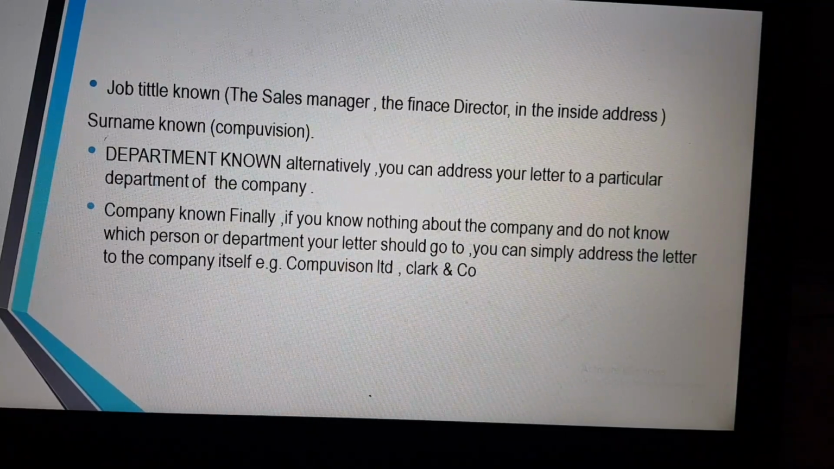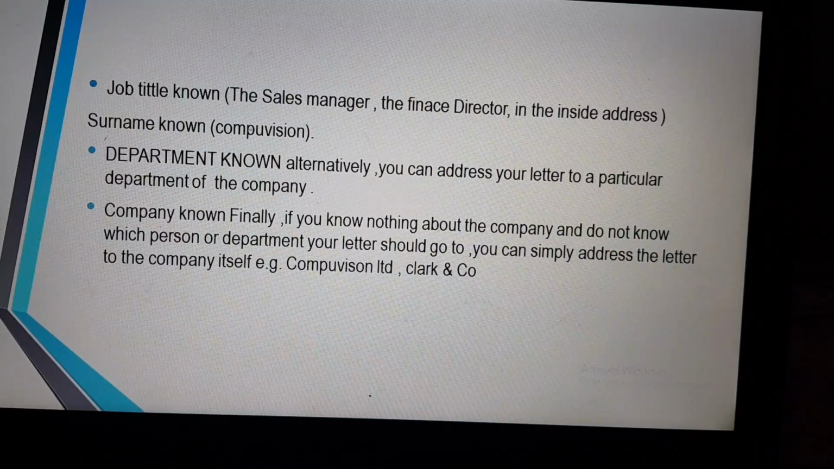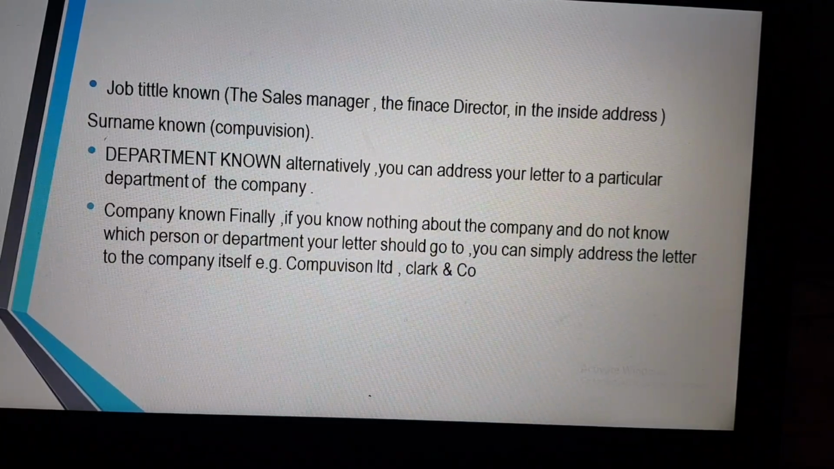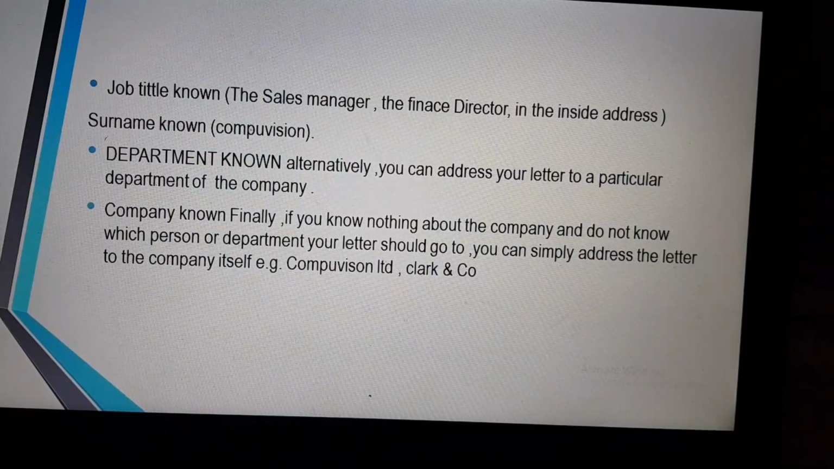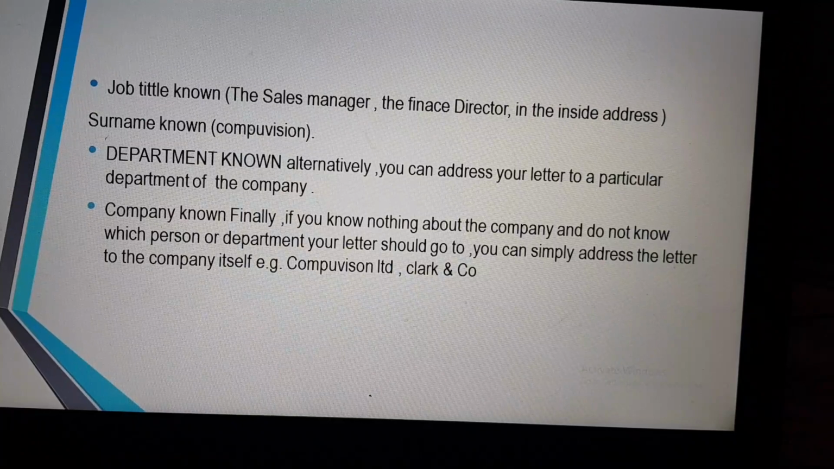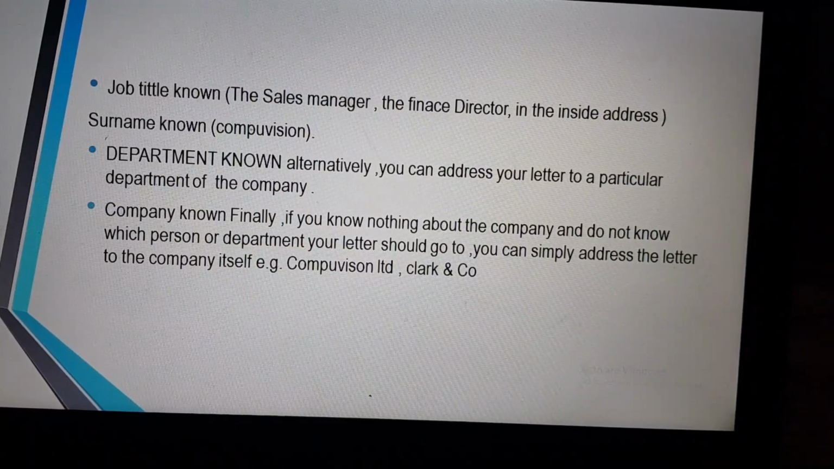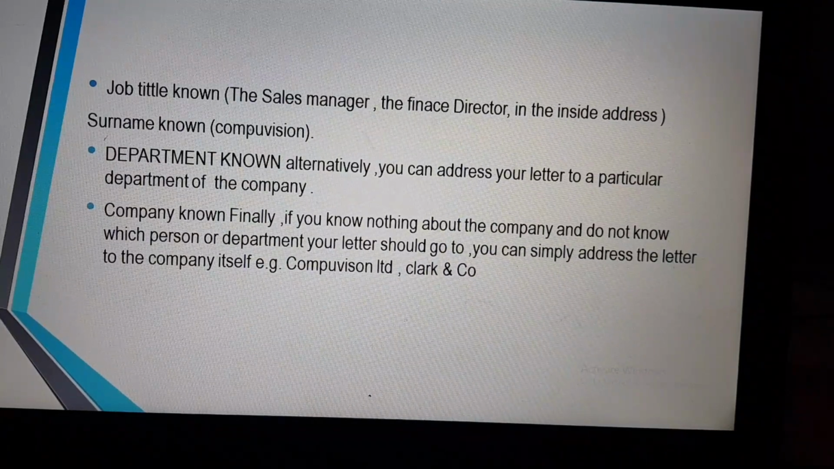Department. Alternatively, you can address your letter to a particular department of the company. Company. Finally, if you know nothing about the company and do not know which person or department your letter should go to, you can simply address the letter to the company itself.